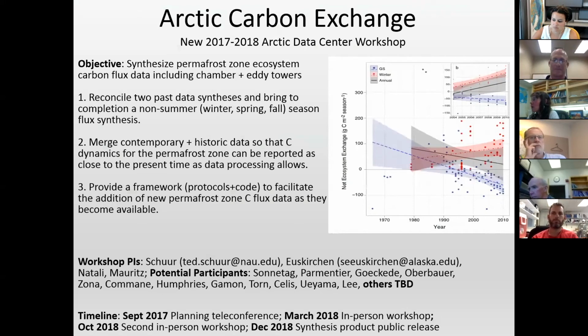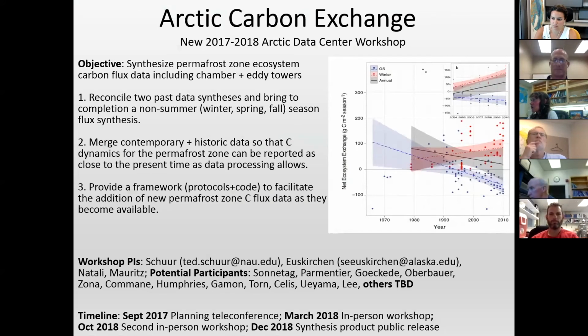We had a workshop in conjunction with ISOA in Helsinki to start thinking about this just this past February. And then the Permafrost Carbon Network with Ted Schur has also had several efforts to work on these types of syntheses as well. And so some of the goals of this workshop are to reconcile two past data syntheses that have shown slightly different things, and also to bring to completion a non-summer, this includes winter, spring, and fall season flux analysis.